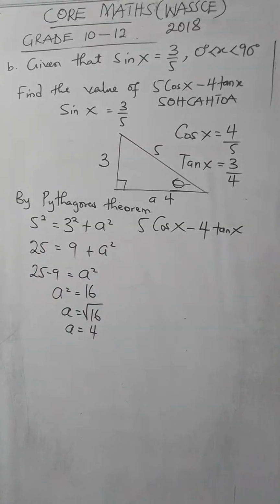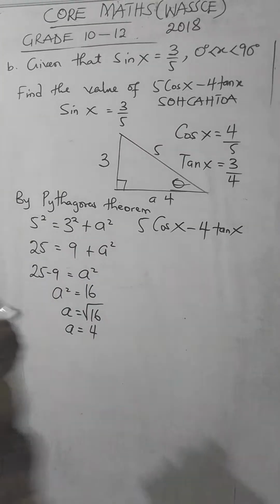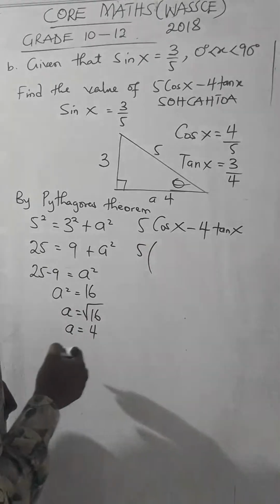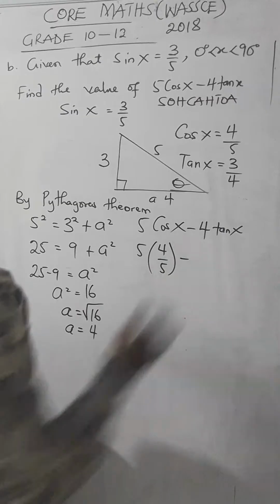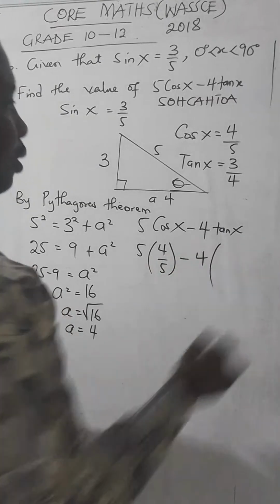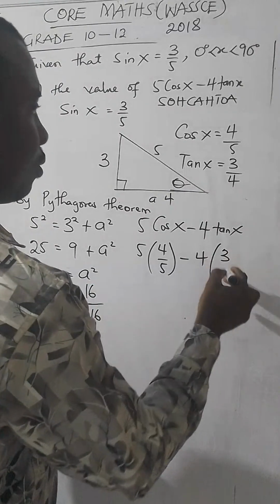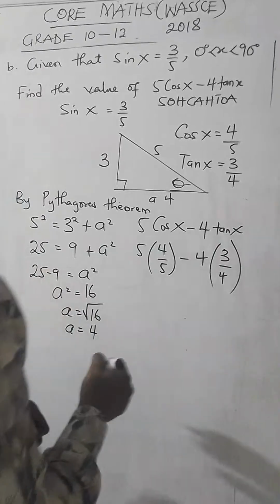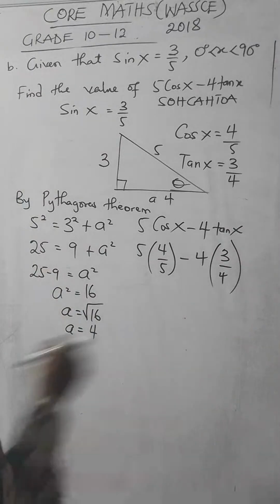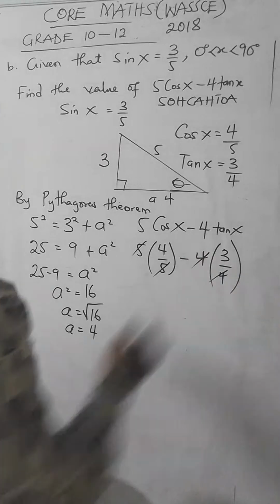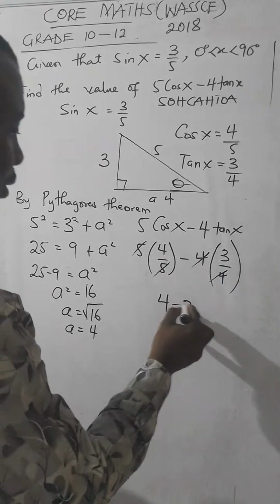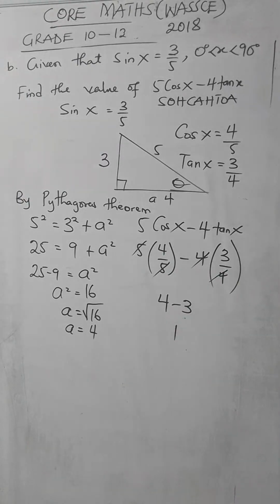So we substitute it into the question given here. So we have 5 by cos x, now 4 on 5. So we have minus. Then we have 4, tan x is 3 on 4. Okay. So with this, we have this 5 to this one. Then 4 to cancel this. We get 4 minus 3, which is giving us 1. So our answer is 1 there. Good.